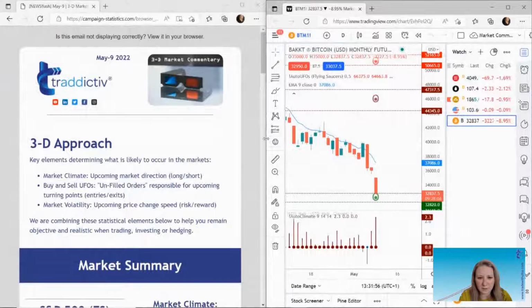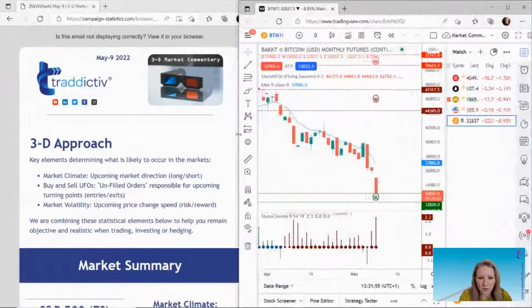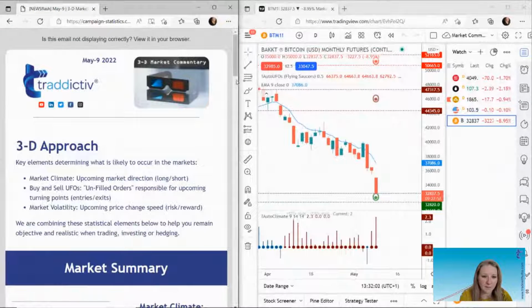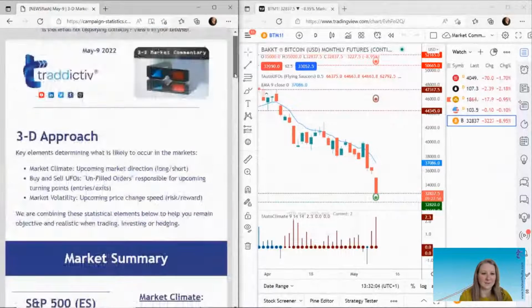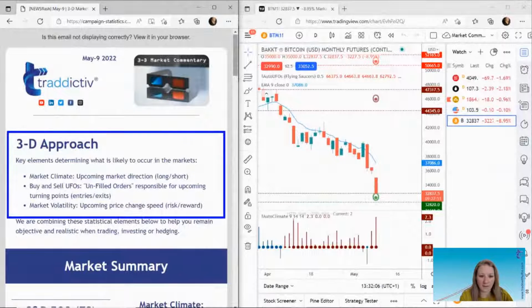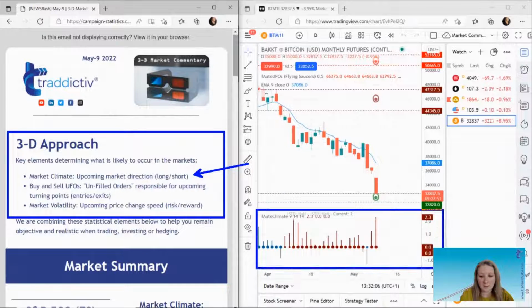I'm just going to move this over a little bit so we have a little bit more room for the charts. There we go. That should work out. Brilliant. So the 3 separate elements that we look at per market are here. The first one is market climate. Market climate essentially means where do we have the likely movements? Where is that market likely to move to? Up, down, or nowhere?